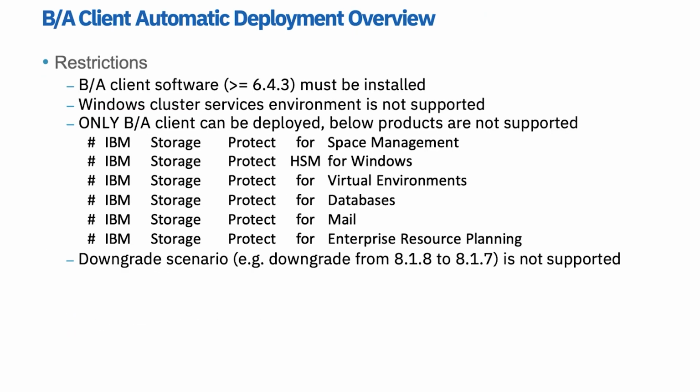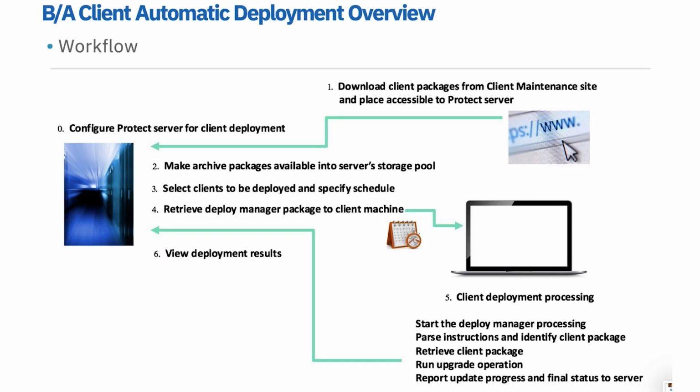Moving to the next slide, there are a few restrictions that apply to automatic client deployments. For updating the client using client push, the client must be greater than or equal to 6.4.3, like I mentioned earlier. Secondly, the Windows Cluster Services environment is not supported. Other related products such as space management, HSM for Windows, and data protection for virtual environments are not supported. Coming to the last point, downgrading the backup archive client from a higher version to a lower version is also not supported.